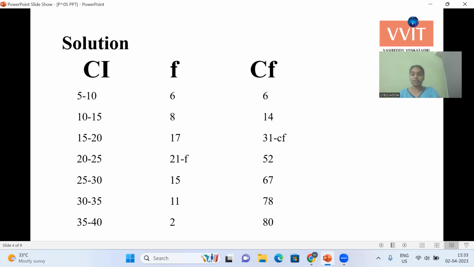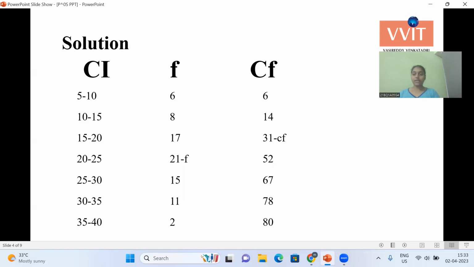We will mark the values, that is small f frequency, cumulative frequency CF, and lower boundary L. We know that small h is the width of the class interval, which is 5 here. So small h equals 5. First of all, we have to calculate the capital N value. We get capital N if we sum up the frequencies. Here, if we sum up the frequencies, we get 80. So capital N becomes 80.